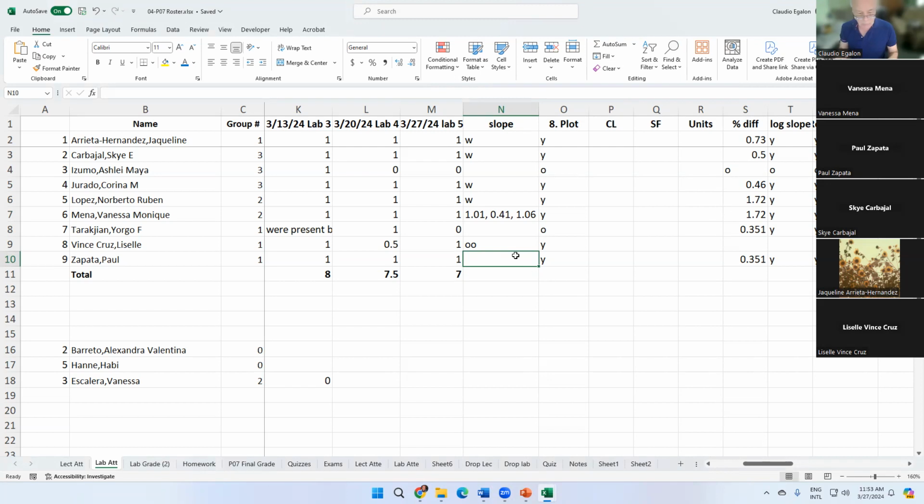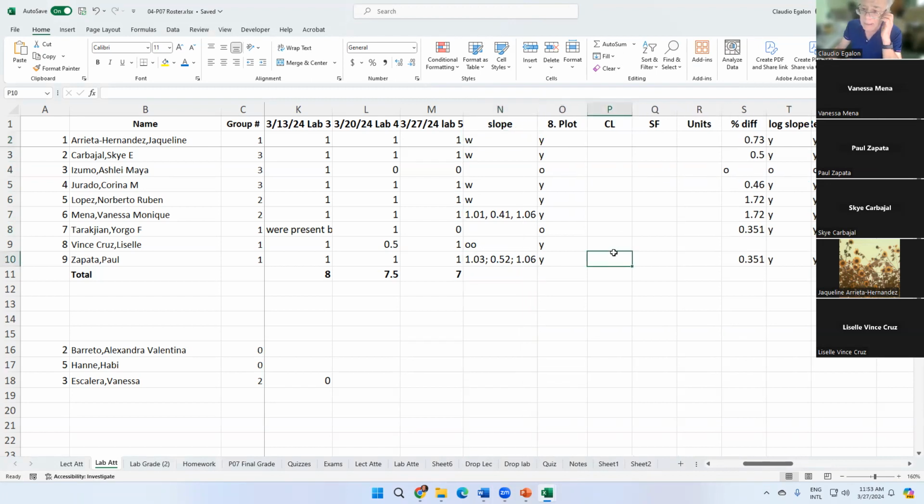Yes, I'm here, Professor. Okay, what did you get for the percentage difference of the slope? I got 1.03 for V1. Okay, and then for V2, 0.52. Okay, and the total? Total 1.06. Okay, that's good. So thank you. We've seen the values that we expect, less than 5%, close to 1%.